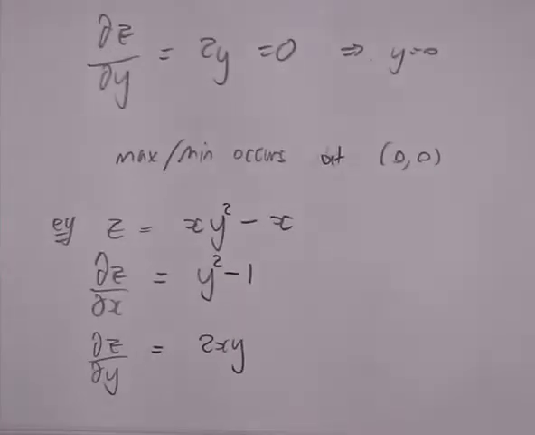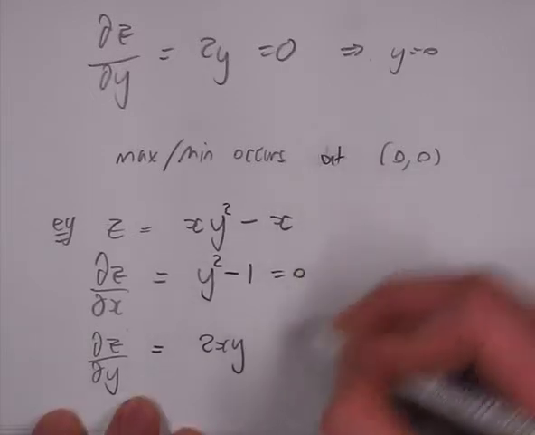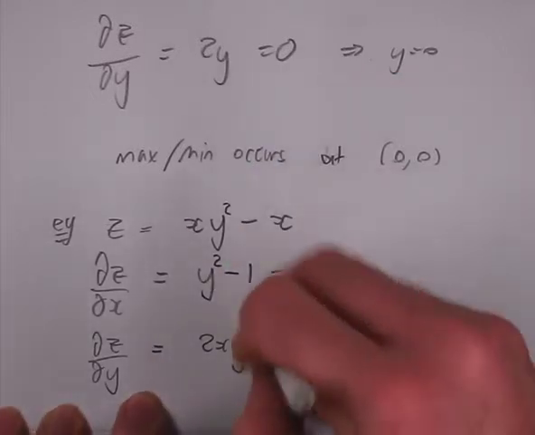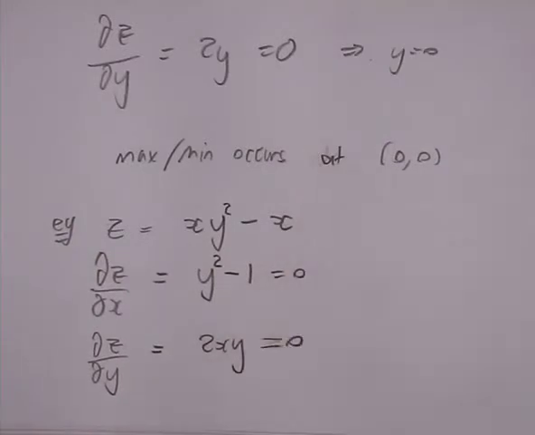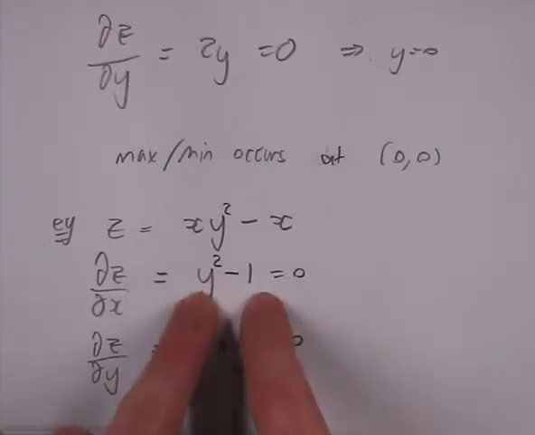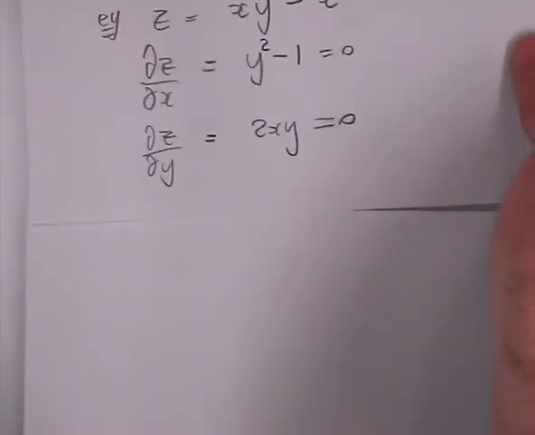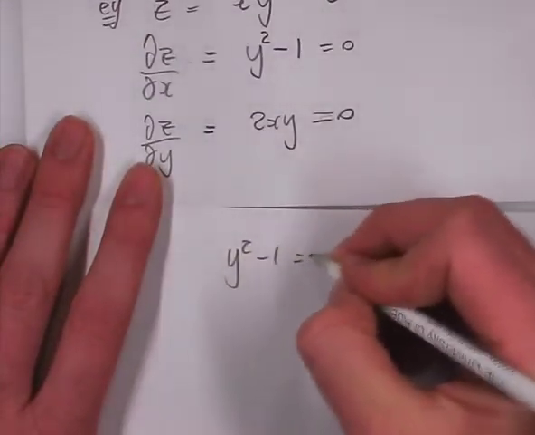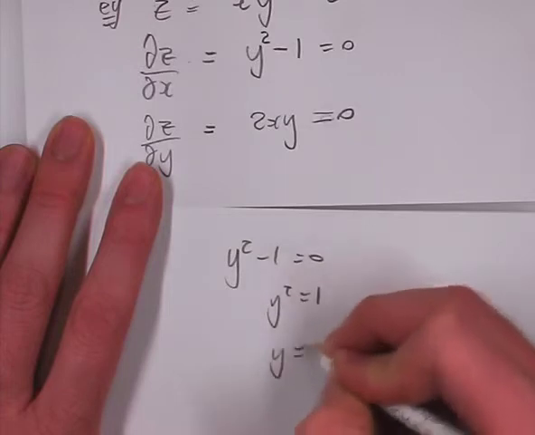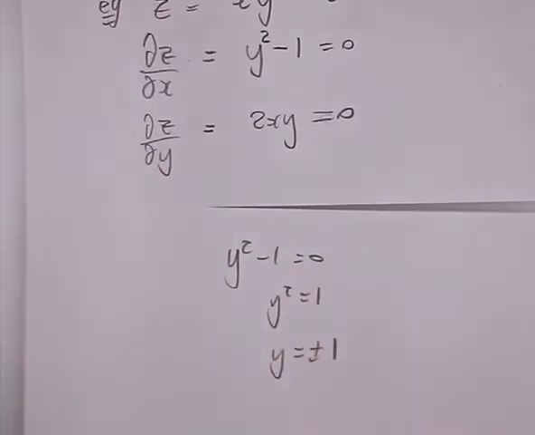Okay? So in order to find a maximum or a minimum, they both have to be 0 at the same time, because the slope in the x direction has to be flat, and the slope in the y direction has to be flat. And this one I can solve. So y squared minus 1 is 0, which means that y squared is 1, which means that y is plus or minus 1. And I can sub that into the other one and see what I get.